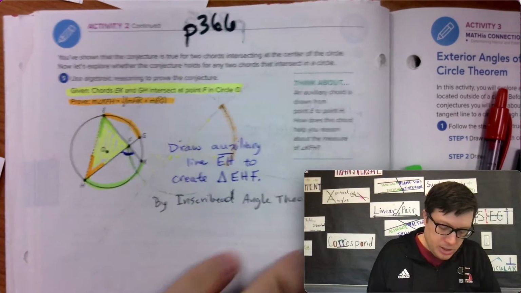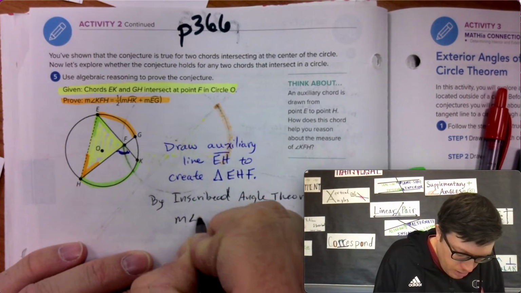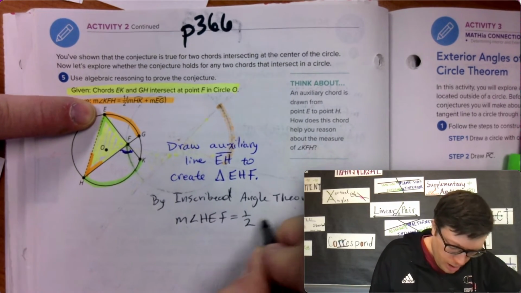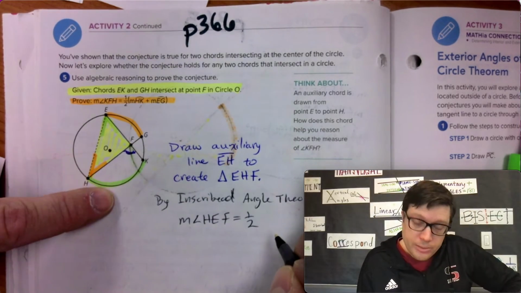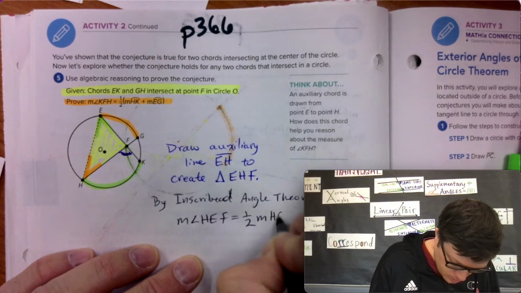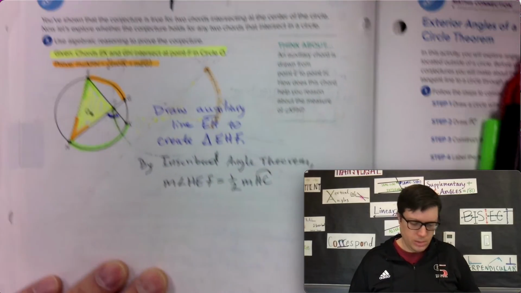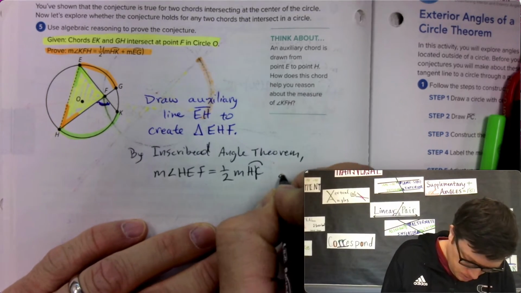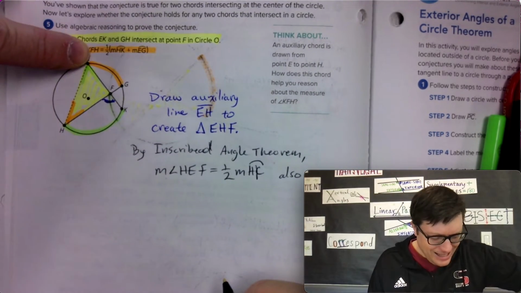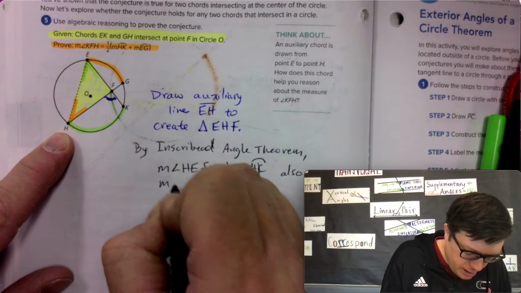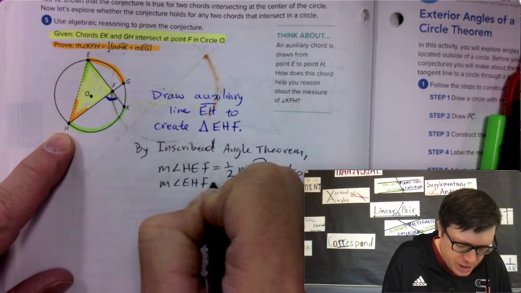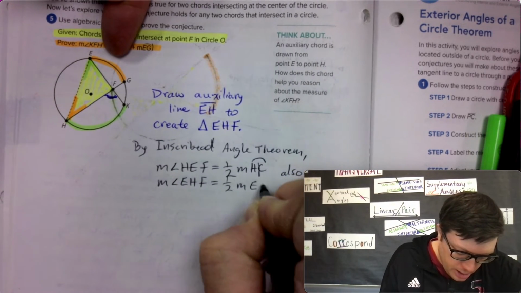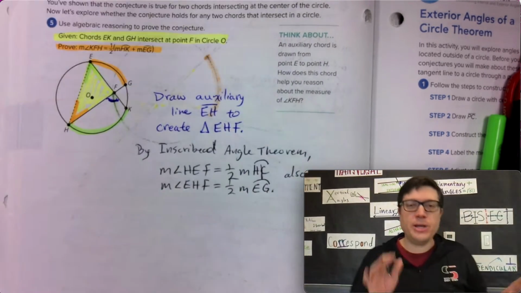That means, by the inscribed angle theorem, the measure of angle HEF is half of arc HK. Green to green? Okay. HK. Also, the measure of angle EHF, so that's orange, is going to be half the measure of arc EG. That's by the inscribed angle theorem.